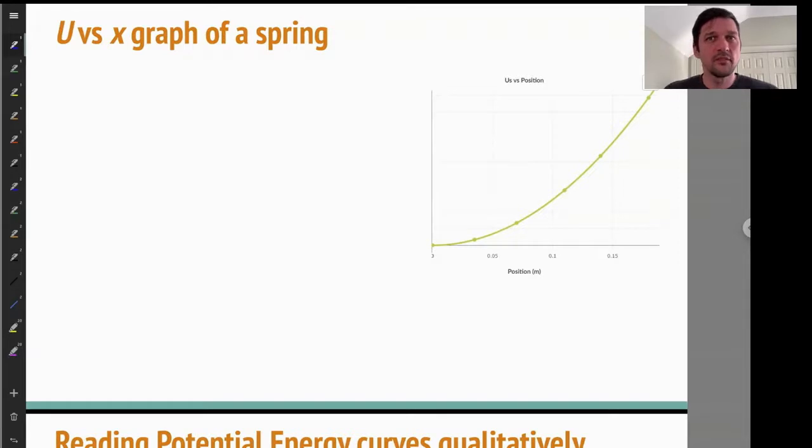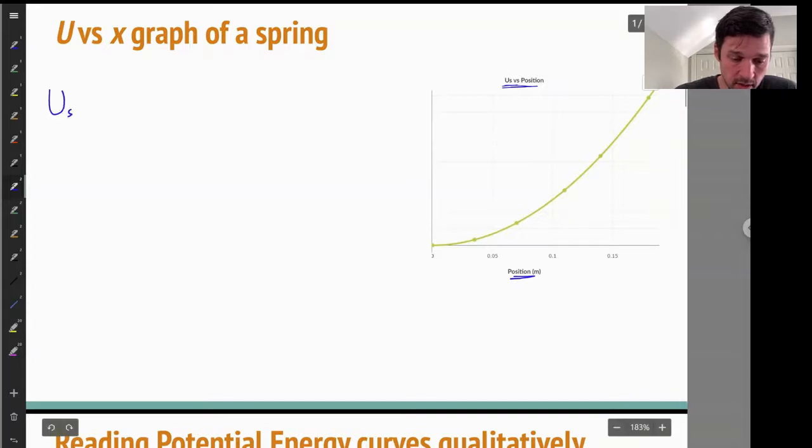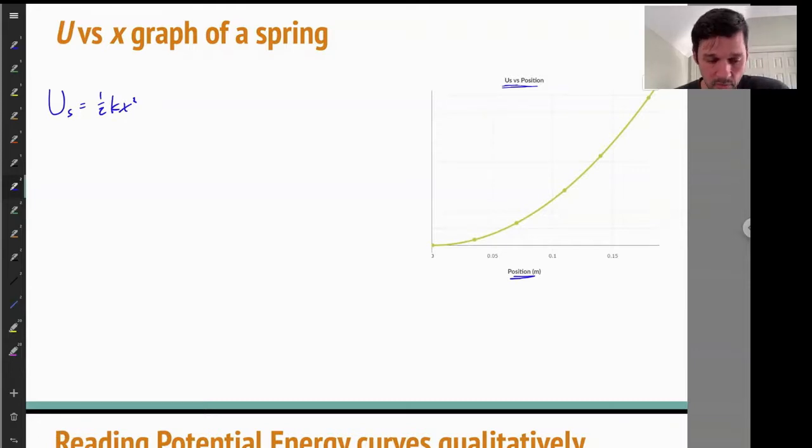Let's start out with essentially where the lab that you're doing in the near future will have done. It should give you a potential energy versus position graph that looks something like this for a spring. This graph should be no surprise because the potential energy for a spring is equal to 1/2 kx squared. So we would expect a quadratic shaped graph, potential energy versus position.